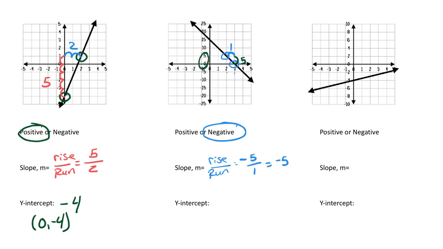And lastly, look at where the y-intercept is. So it crosses the y-axis right here, and that number is 15. So the y-intercept is 15, or 0, 15 if I want to know the actual location.